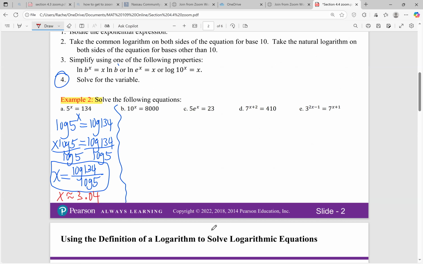So let's look at another one. So for B, we have 10 to the x equals 8,000. So we're in base 10, so I'm going to take the common log. So I'm going to take the log of both sides. So we're going to have the log of 10 to the x equals the log of 8,000. I'm going to use my power property, right? So this is going to be x times the log of 10 is equal to the log of 8,000.